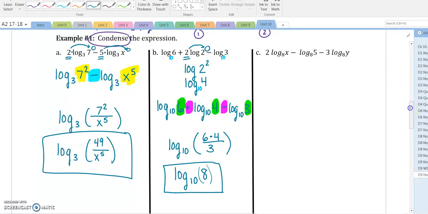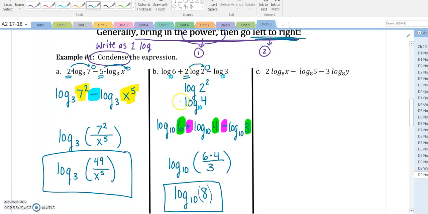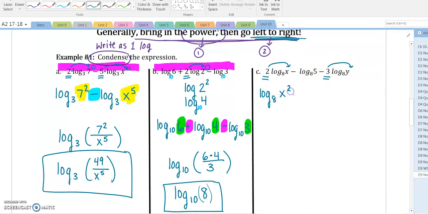Alright, one more condensing. So again, look back at these problems, what that first step always was. That's this part right here. Anytime you see a coefficient, move it. So I'm going to look for those coefficients first, and I'm going to move them. Boom, and boom. So that becomes log base 8 of x squared. The log base 8 of 5 does not change, but the last one becomes log base 8 of y cubed.